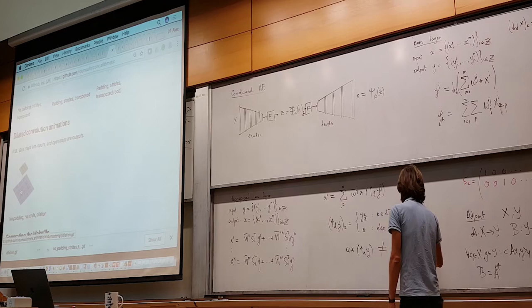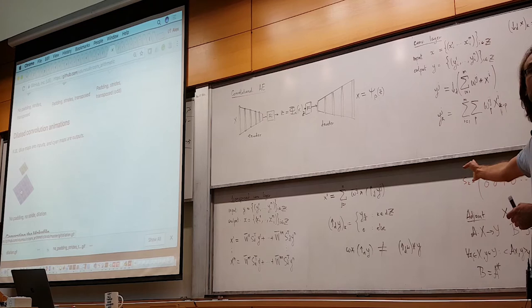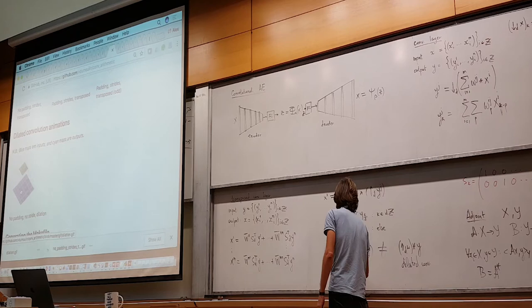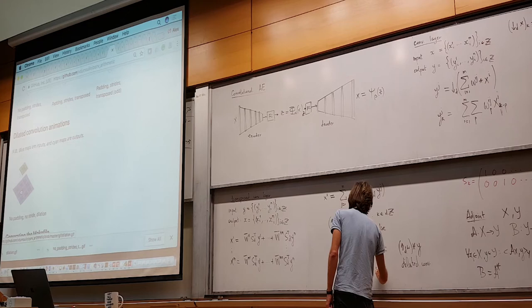Since this upsampling is not a shift invariant operation, they are not commutative, right? So it's not the same. This is dilated convolution. And this is our transposed strided convolution. Again, an important difference. They have completely different meanings.